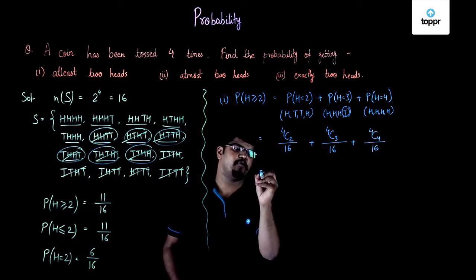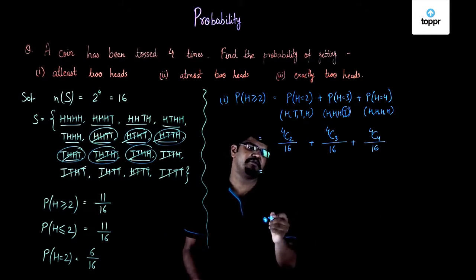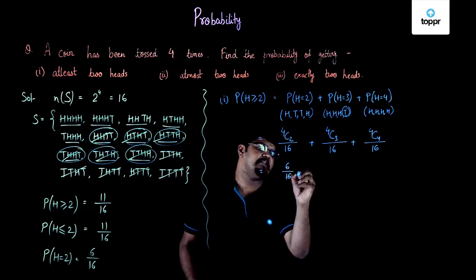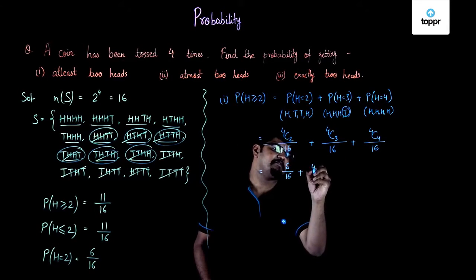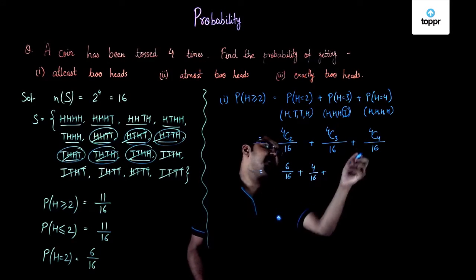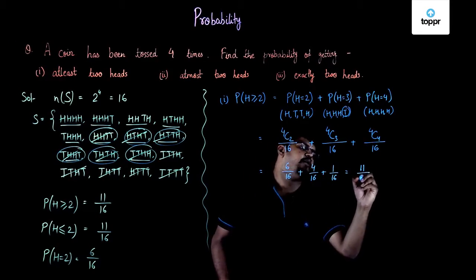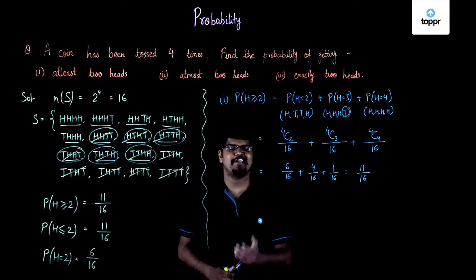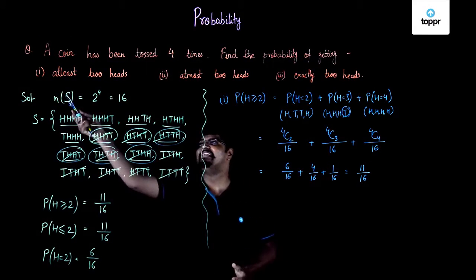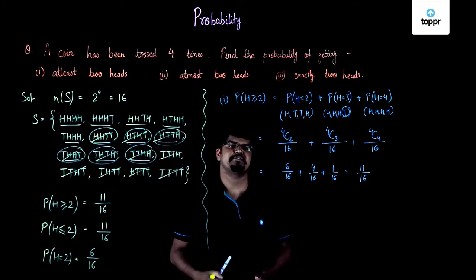Now if we consider the total probability here, it will be 4C2, that is 6 by 16, plus 4C3, that is 4 by 16, and at the same time 1 by 16, thus giving us 11 upon 16. So this is how we can find the probability of getting at least 2 heads in 4 coin tosses.